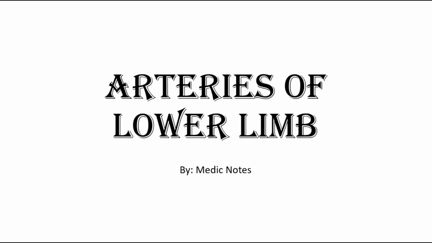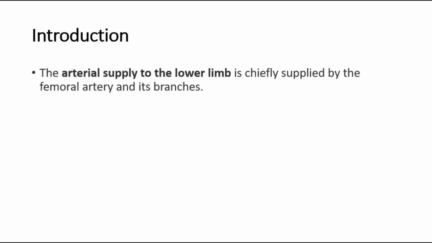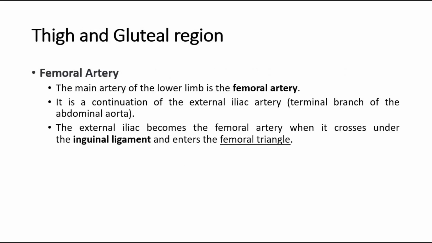This video is on arteries of the lower limb. The arterial supply to the lower limb is chiefly supplied by the femoral artery and its branches. For thigh and gluteal region, the main artery of the lower limb is the femoral artery. It is a continuation of the external iliac artery, the terminal branch of the abdominal aorta. The external iliac becomes the femoral artery when it crosses under the inguinal ligament and enters the femoral triangle.